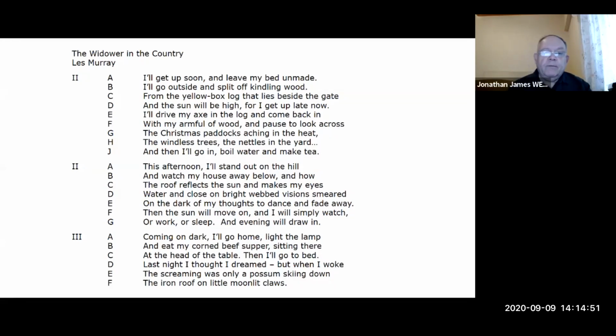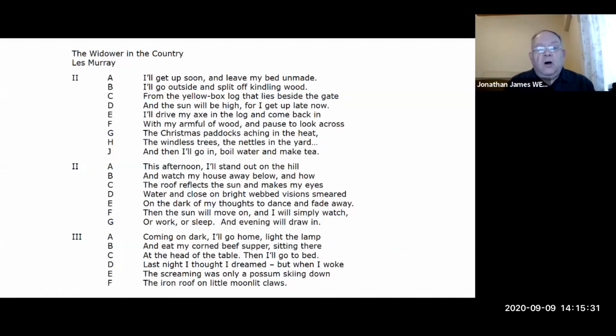All right. What's the poem about? It seems to be, in terms of just what's described here, the daily routine of this widower who clearly lives by himself. Widower, so his wife has passed away. It seems to be just his daily, mundane, routine life.